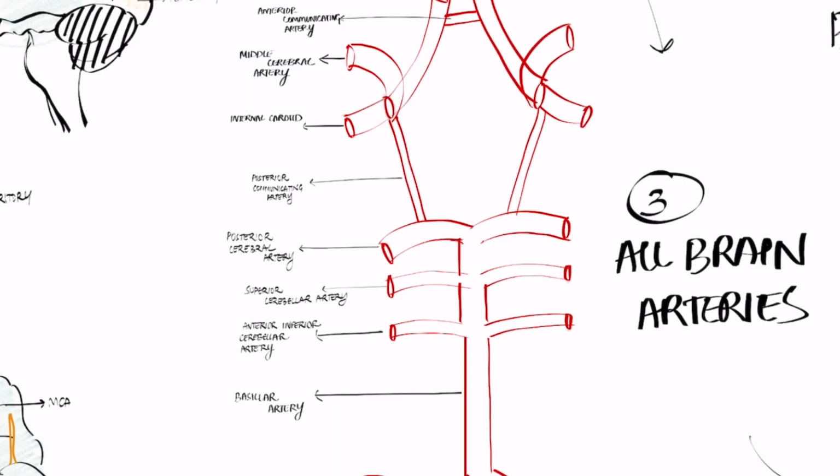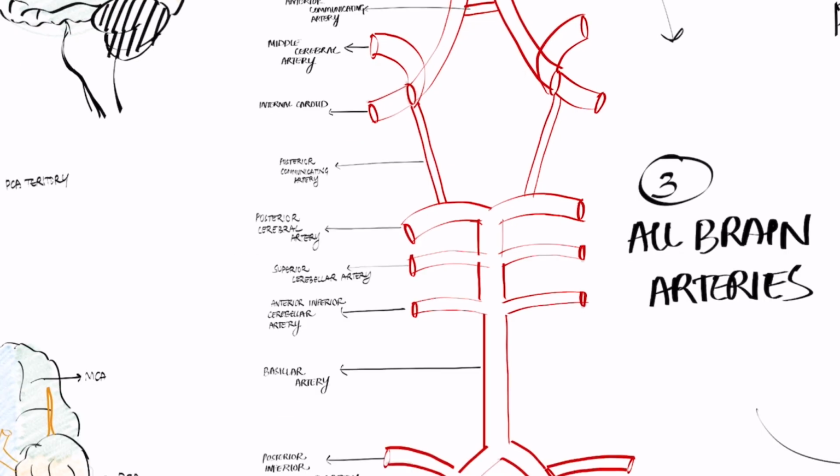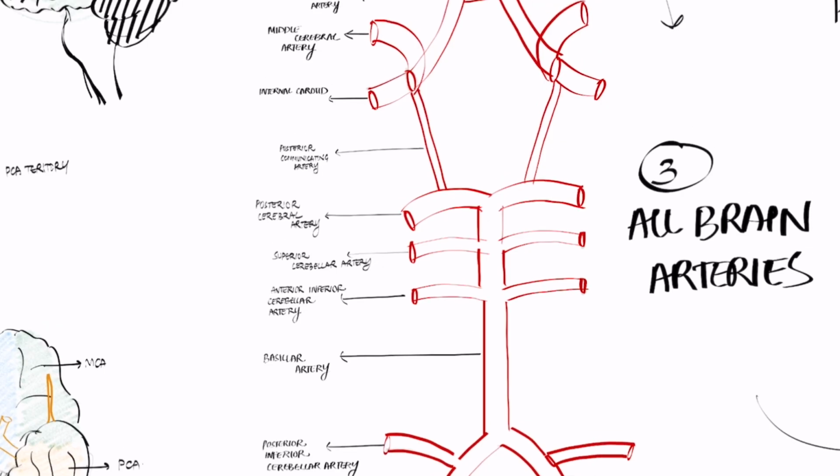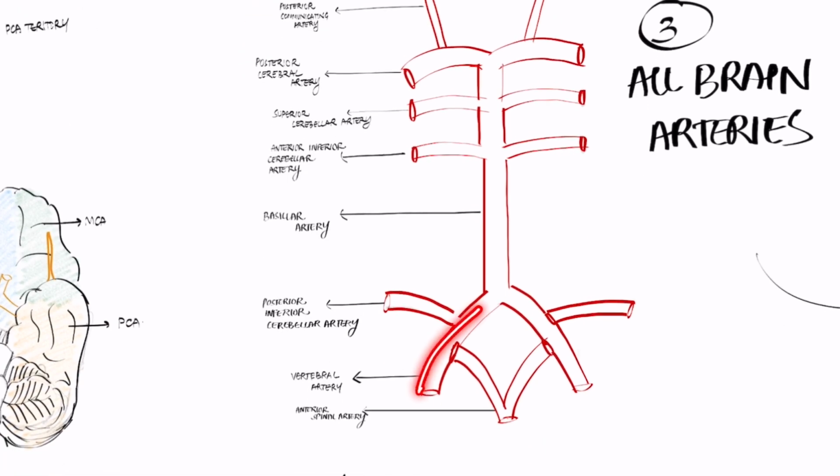Now let us discuss all the arteries that supply the brain. The brain's blood supply is divided into two parts: the anterior circulation and the posterior circulation. The anterior circulation starts off from the internal carotid, and the posterior circulation starts off from the vertebral arteries that branch out from the subclavian arteries.